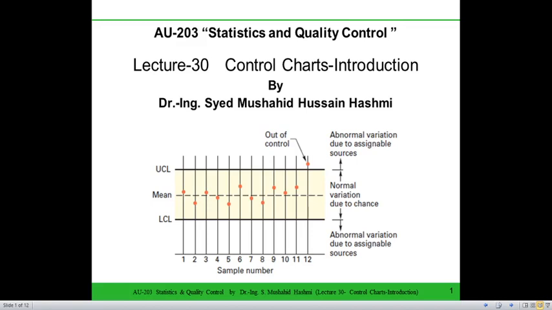This is lecture number 30 of the course AU 203 Statistics and Quality Control. In this lecture, we are going to start a fresh topic of control charts.